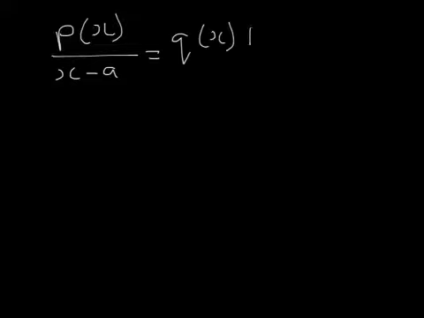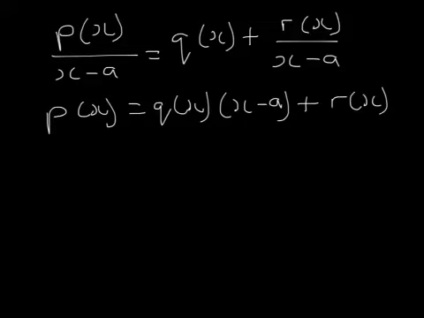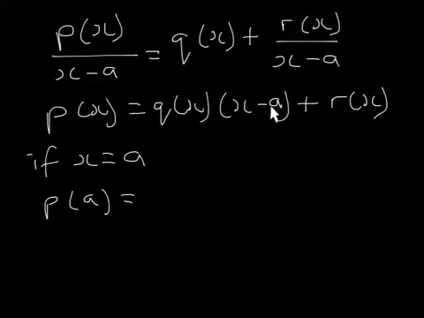We've got some polynomial, and we're going to divide it by x minus a. We're going to get an answer, and we're going to get a remainder, and it's the remainder over what you're dividing by. Let's multiply through by x minus a, and we get this. So if x equals a, I get p of a equals, and then it's naught plus r of a.